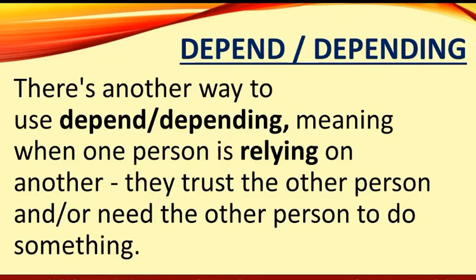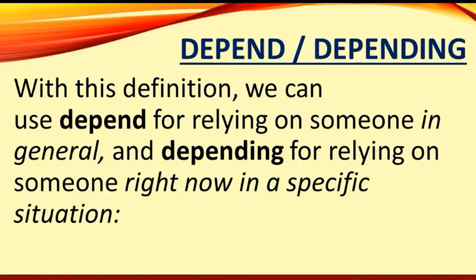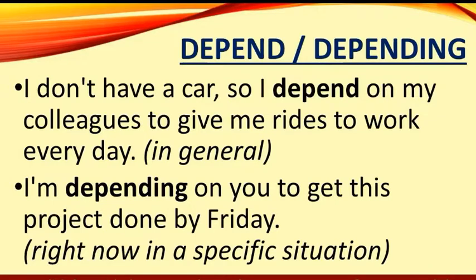There's another way to use depend or depending, meaning when one person is relying on another. They trust the other person and or need the other person to do something. With this definition, we can use depend for relying on someone in general and depending for relying on someone right now in a specific situation. For example, I don't have a car, so I depend on my colleagues to give me rides to work every day. I depend on my colleagues in general. I'm depending on you to get this project done by Friday.